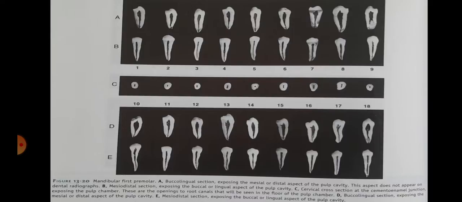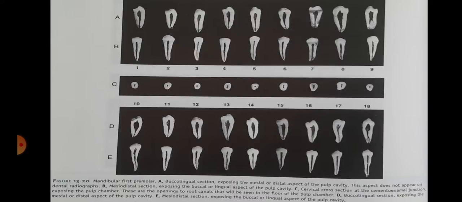The pulp cavity may taper gently toward the apex. You can see this in figure 13.20 A2, 3, 5 and 6, D12 and 13. Or abruptly as the canal starts. You can see this in figure 13.20 A1, 4 and 7, D11, 17 and 18. It may gently or abruptly constrict in the apical region.